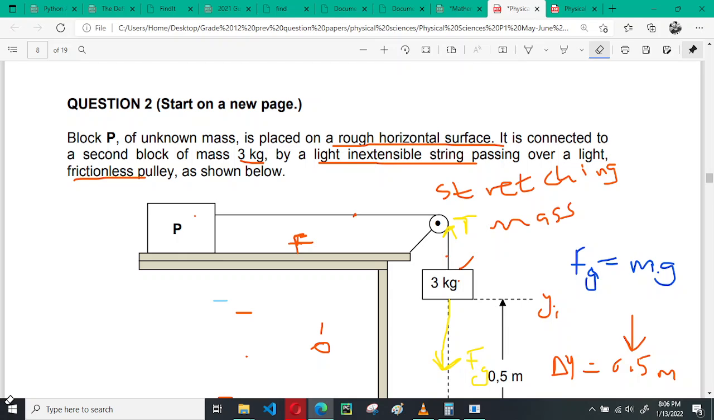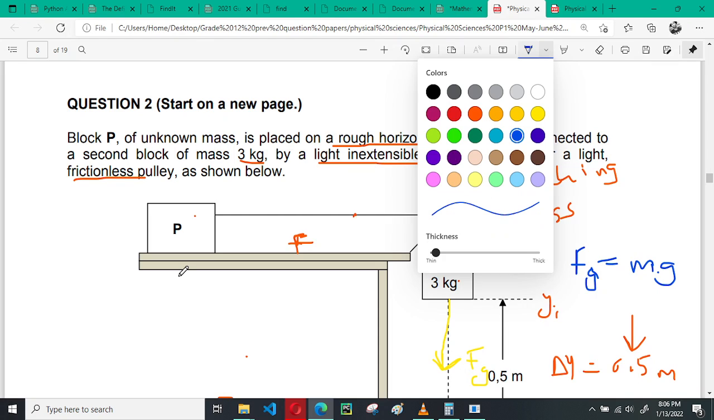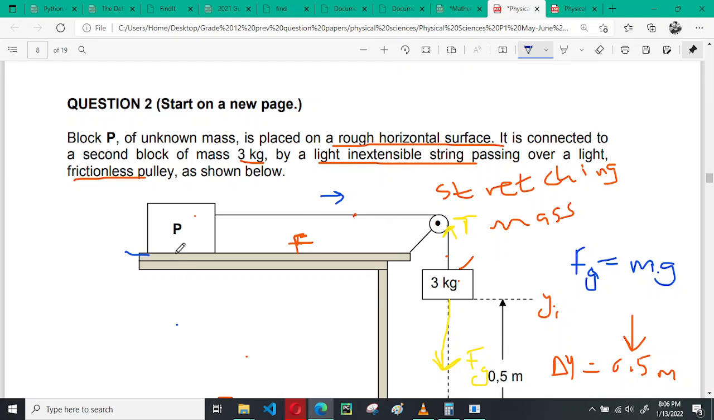Alright, so block P, before you calculate anything, we're told to do the free body diagram. So this is your block P, and block P experiences frictional force. If this one is going to fall this way, block P will go the other direction. So it's going to experience a certain frictional force on the surface it is on. So in other words, we're going to have tension force being that way.